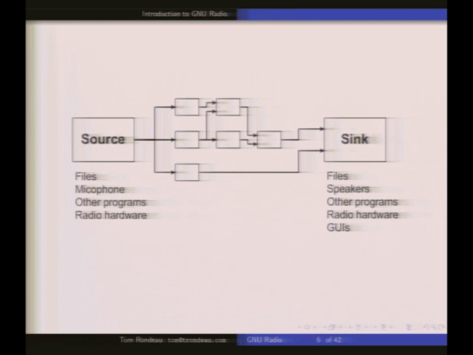The one thing that you can't have is a feedback loop. So it's a digraph. It's a directed graph. It goes one way. So we don't allow feedback, and there's a very good reason for that in GNU Radio. The way that we do the handling of the streaming data.